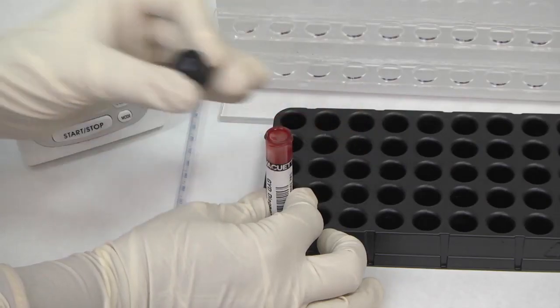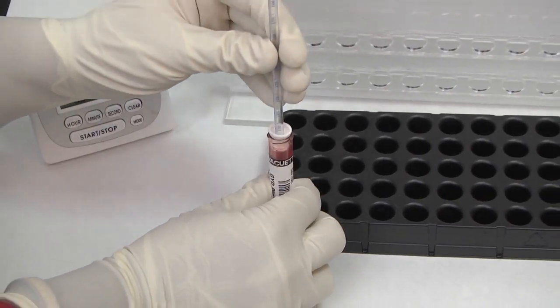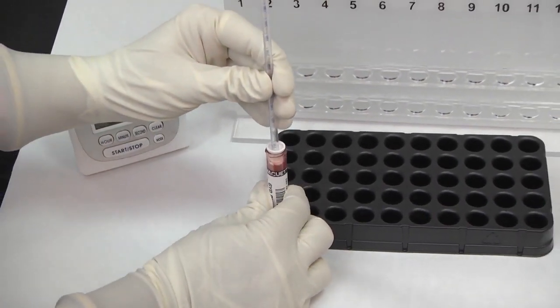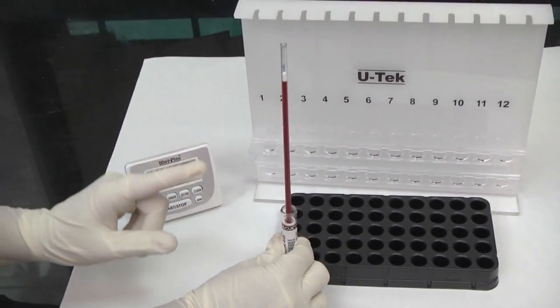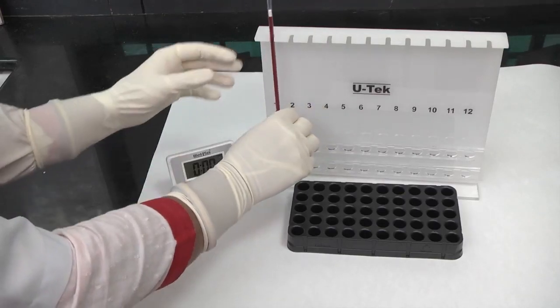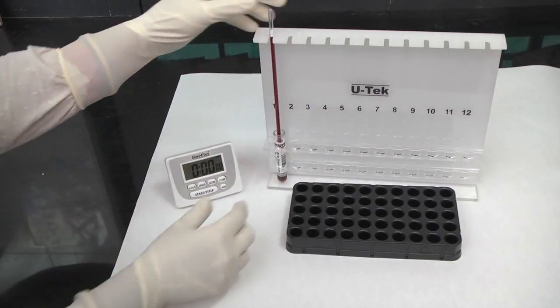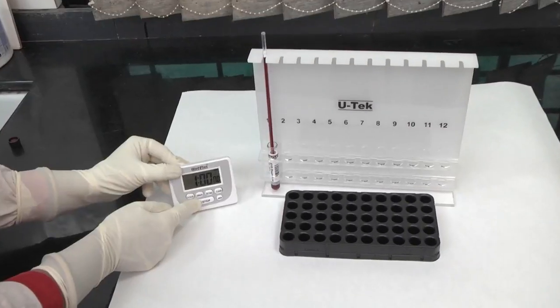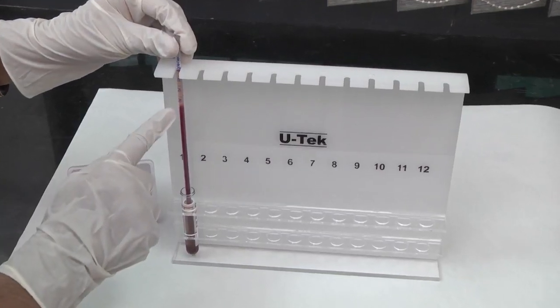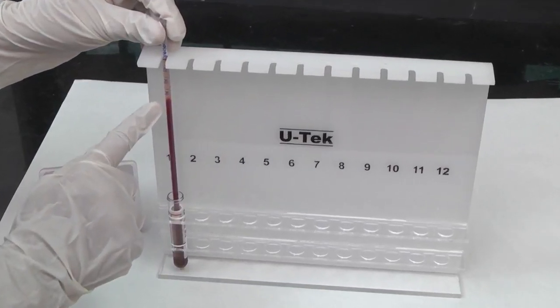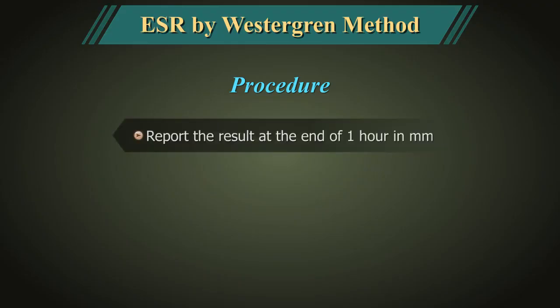Open the vacutainer gently. The sedimentation pipette is inserted into the tube right to the bottom of it. The mixture is thus forced upwards, and due to the zeroing system, the column falls exactly to the 0 mm position. Place the tube with the pipette into the stand provided, maintaining the serial number of the samples. Set the timer for 1 hour. Exactly after 1 hour, note the level to which the red cell column has fallen. Report the result in terms of millimeters at the end of hour.